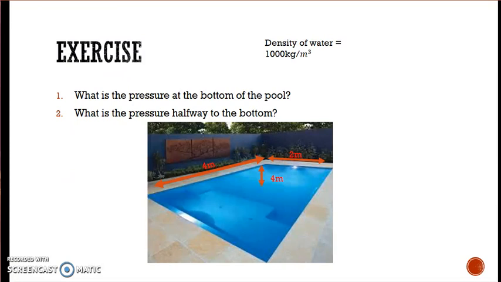Here's an exercise. The density of water is 1000 kg per meter cubed. What is the pressure at the bottom of the pool? What is the pressure halfway to the bottom of the pool? So the pool is 4 meters deep, 2 meters wide, and 4 meters across.